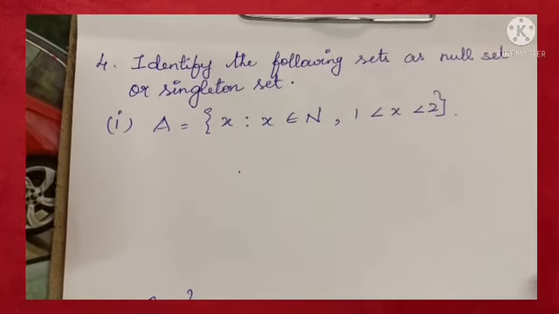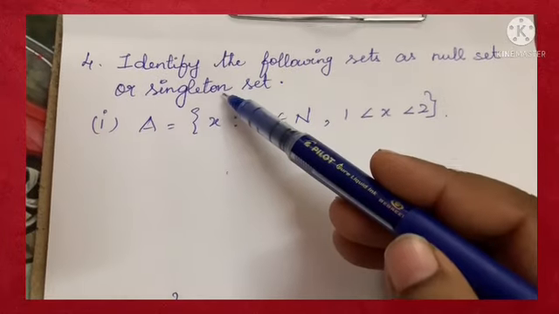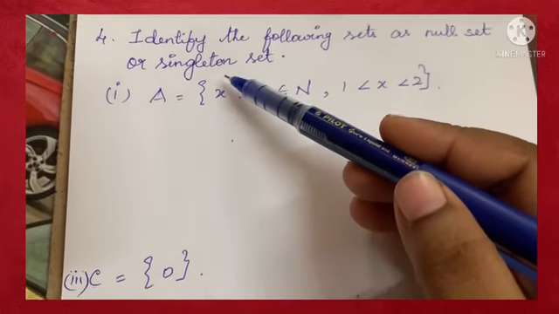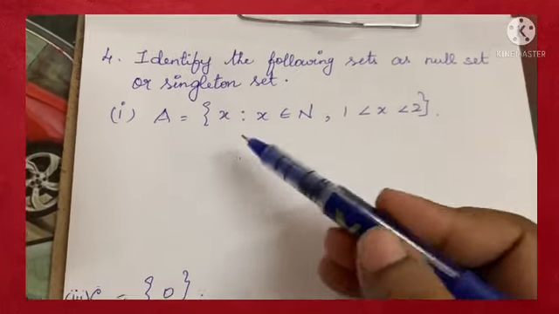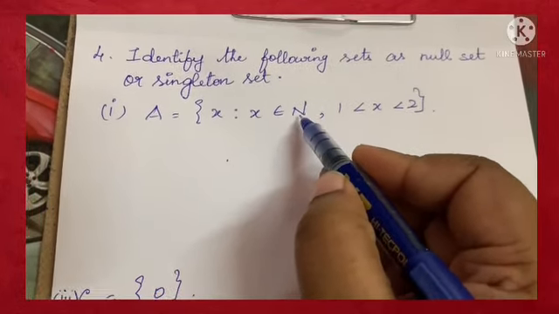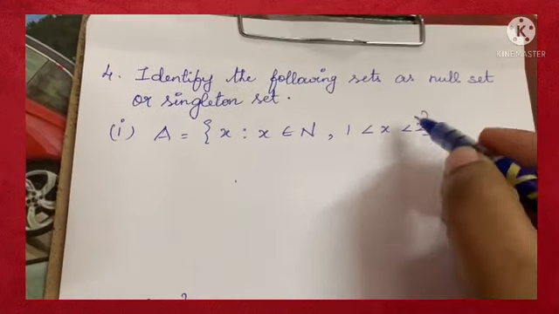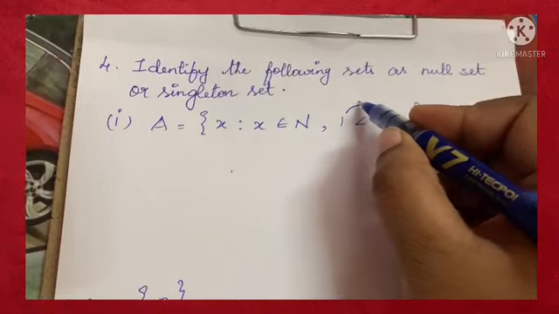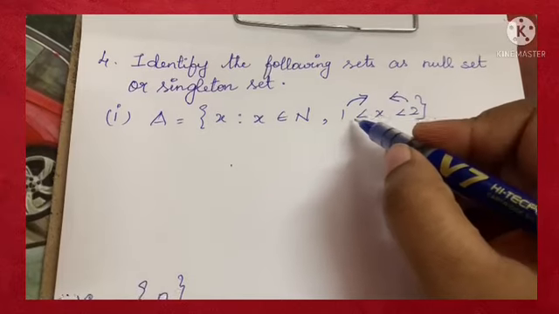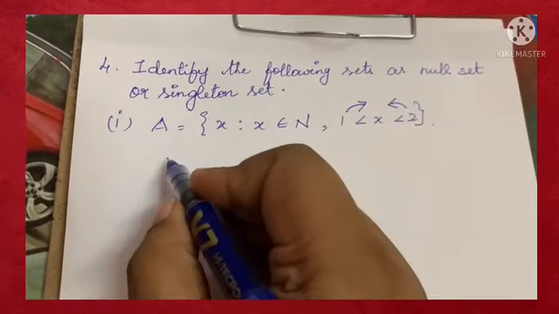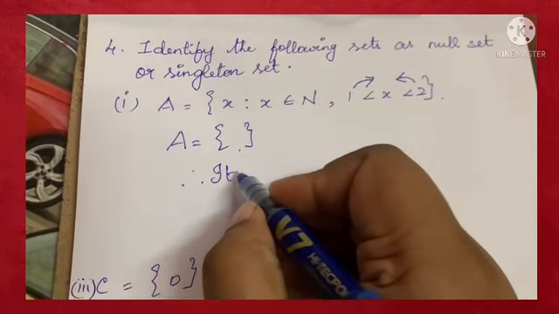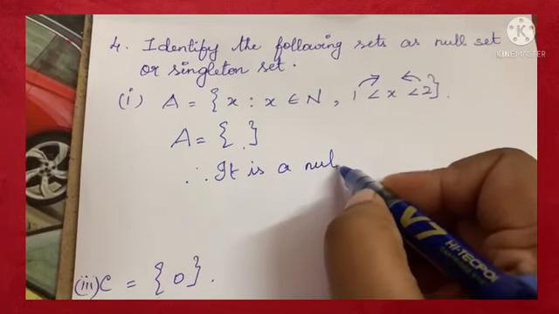Coming to your fourth subdivision is again easy one, finding whether it is null or singleton. Null means there should be no elements in the set. Singleton, it should contain only one element. So A is equal to X. My X belongs to natural numbers. Natural numbers means starting with 1. How is my X? It should be more than 1 and less than 2. So will I have any number more than 1 and less than 2 in natural number? No. So obviously A is empty. Therefore it is a null set.